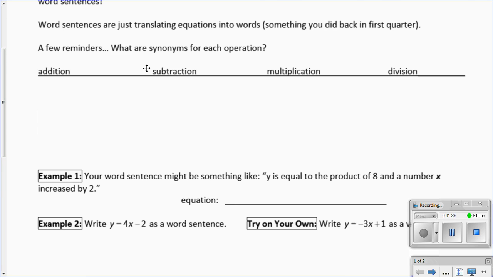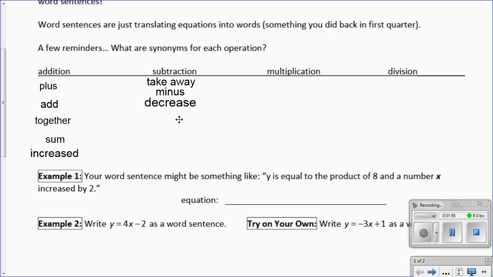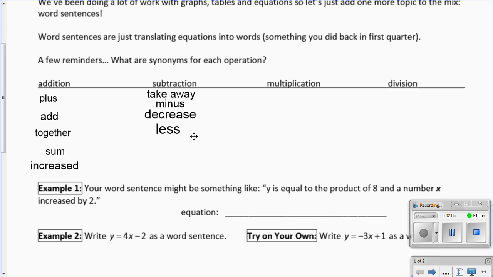So let's go ahead and go over some synonyms for each operation. So addition: plus, add is another word, together, sum, increase by. Those are all words that mean addition. You guys can probably think of a few more and feel free to add them to your notes. Totally fine. Subtraction: we got take away, minus, decrease, less, like for 4 less 2, that means 4 minus 2. It's not a word you usually see very often, but in case you do.